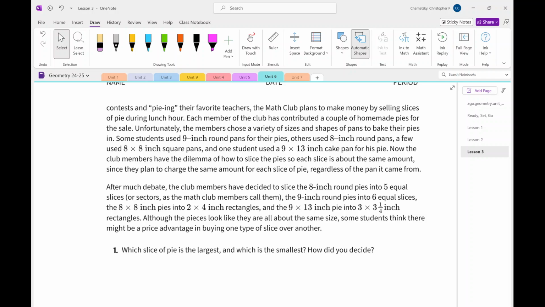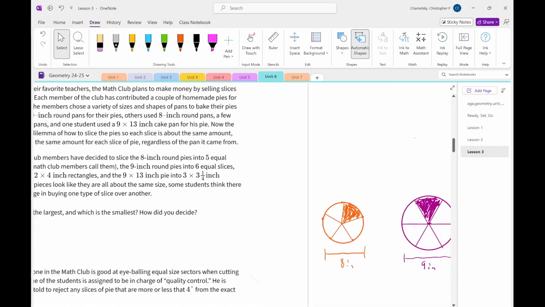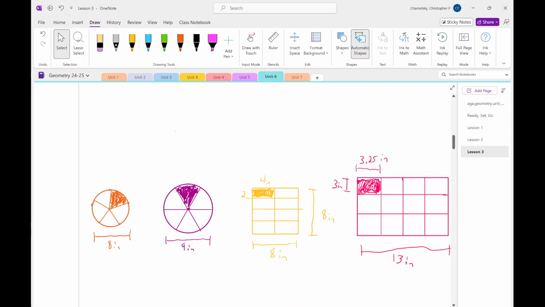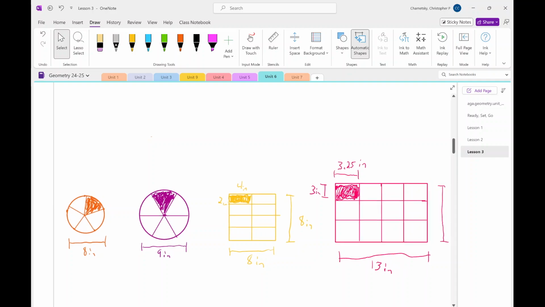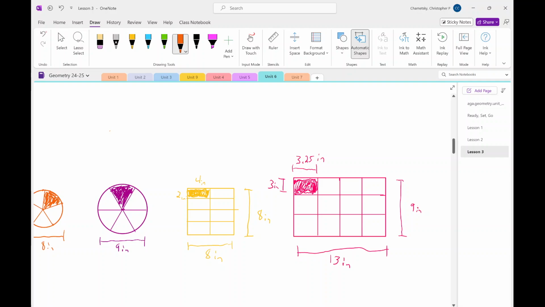So this is kind of hard to visualize here. So what I've done is I have sketched these 4 options here. There's our 8-inch divided into fifths, our 9-inch divided into 6, our 8-by-8 square, but then cut into 2-by-4-inch rectangles, and then our big rectangle pan, 13-by-9-inch, but cut into 3-inch by 2.5-inch rectangles.